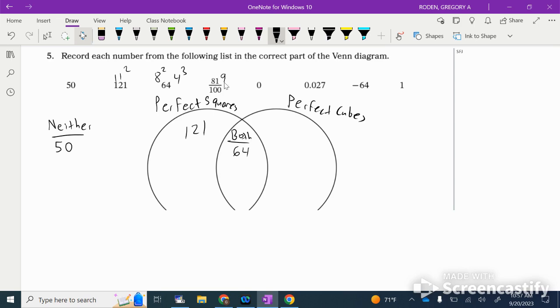It's 9 squared, right? What about 100? Yes, because 100 is going to be 10 squared. So 81 over 100, even though it's not on our chart, our numerator and our denominator are in the chart. So what we can do is I'm just going to rewrite this as 9 over 10 in parentheses squared. So this still is a perfect square because our numerator and our denominator were perfect squares.